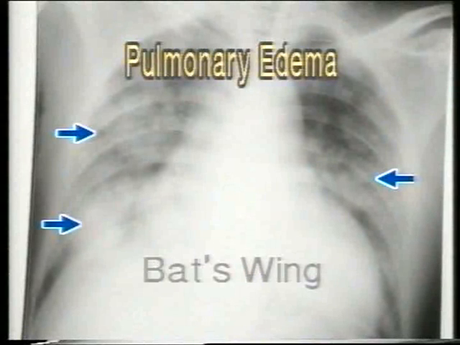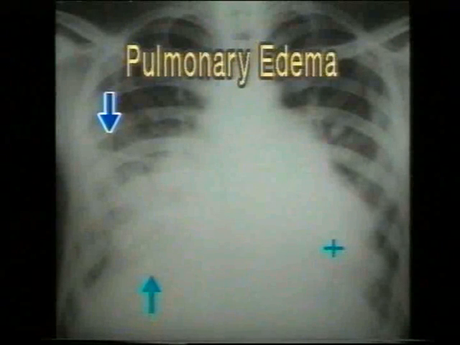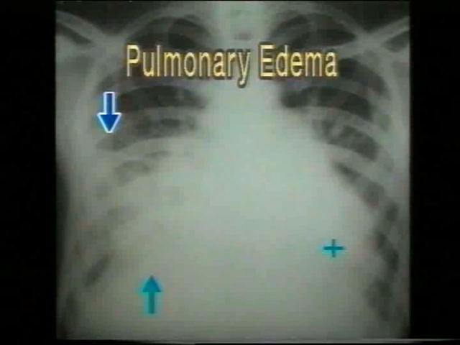In severe disease, pulmonary edema appears with scattered patchy opacities in the mid zones and lower zones, giving a bat wing appearance. The edema is usually more on the right side. Note the typical patchy opacities of pulmonary edema. This is another X-ray showing a cardiomegaly with pulmonary edema. Note the patchy consolidation more on the right side with fluid in the transverse fissure shown by the blue arrow. This is pulmonary edema.